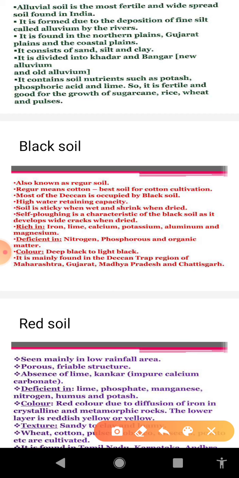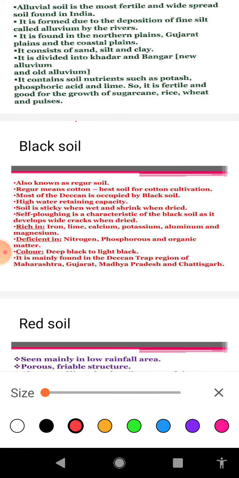After that, we will discuss another important variety of soil, that is black soil. This variety of soil is also locally known as Regur soil, and it has been formed by the process of weathering of volcanic rock, or you can say the basalt.